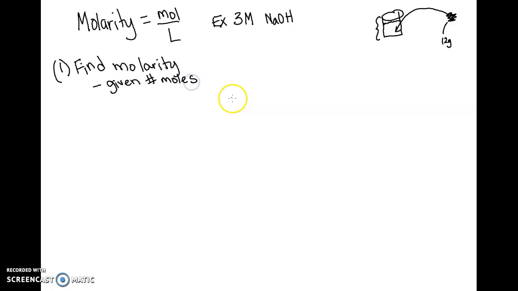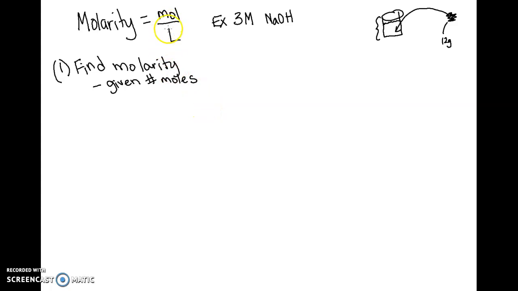So a problem's going to say something like, you have 5 moles of sodium hydroxide and you dissolve it in 1 liter of water. What's the molarity? That one's pretty easy. It's 5 divided by 1, which is 5 molar. So you're given the number of moles, and you're going to be given the volume, and you divide the two.